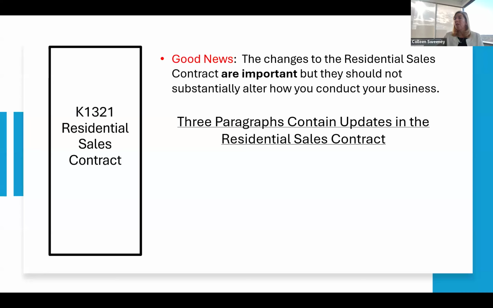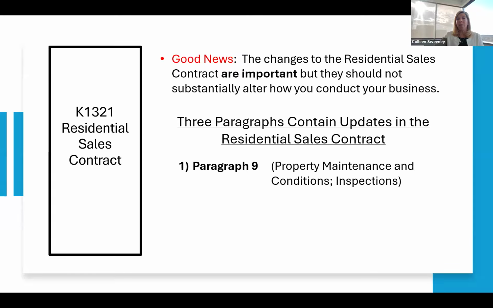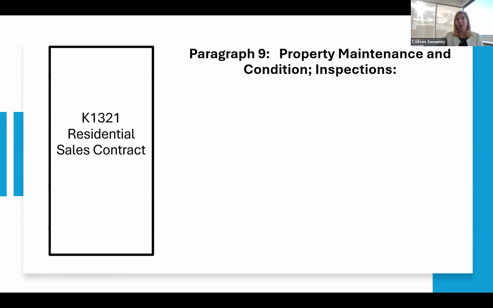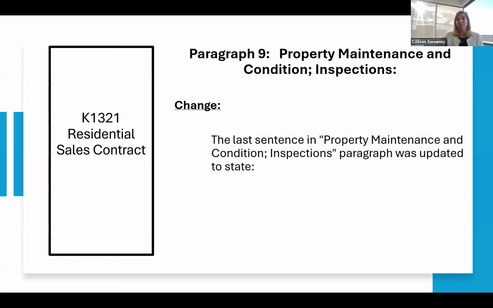There we go. So 3 paragraphs contained updates in the residential sales contract. They're going to be paragraph 9, which is property maintenance and conditions and inspections, paragraph 27, definitions, and then paragraph 33, additions. So we're going to walk through these paragraph by paragraph. So the first one we're going to see is paragraph 9, the property maintenance and conditions and inspections. So the change is this.